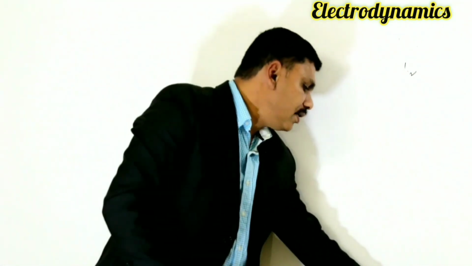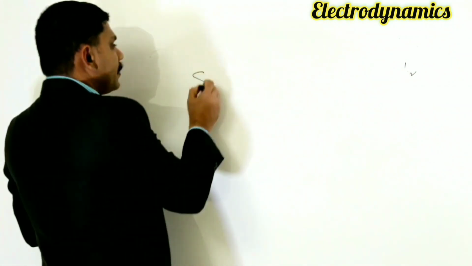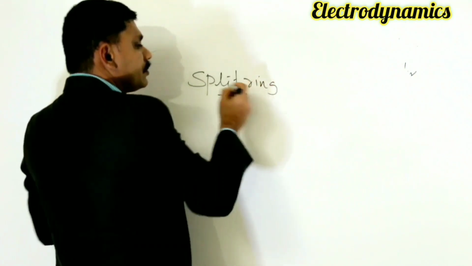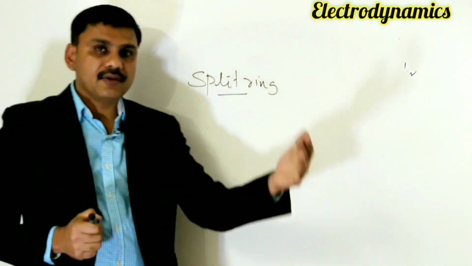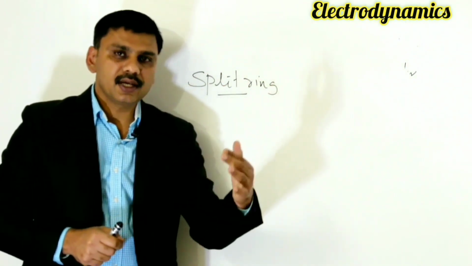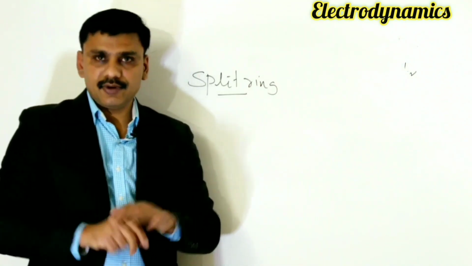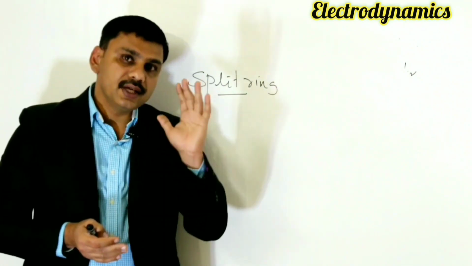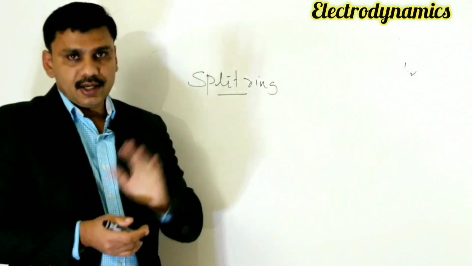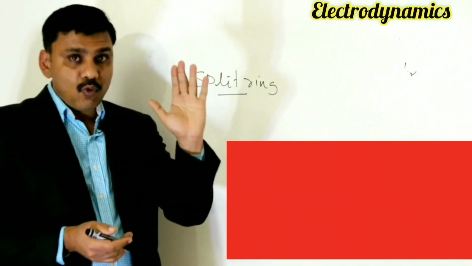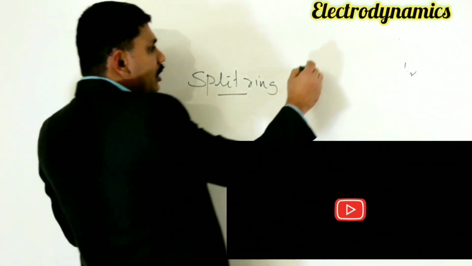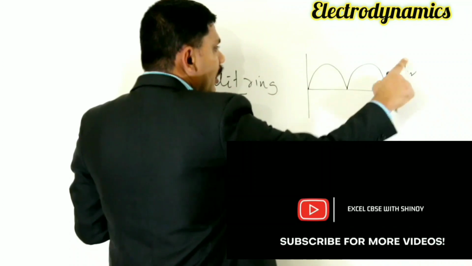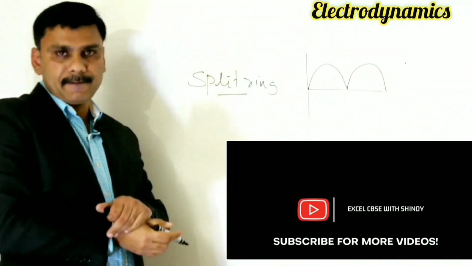Then what is the function of the split ring? The split ring is used in the DC generator. What is the main function of the split ring? It allows current to flow in one direction. So you know that a DC generator produces output voltage or output current like this because of the split ring.